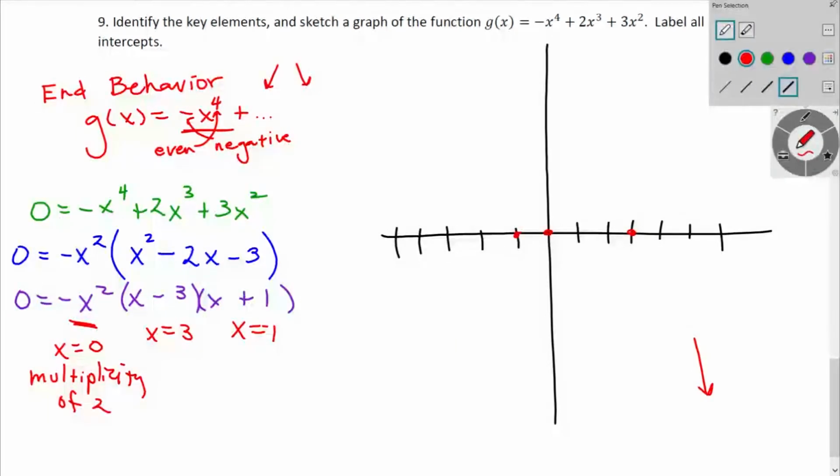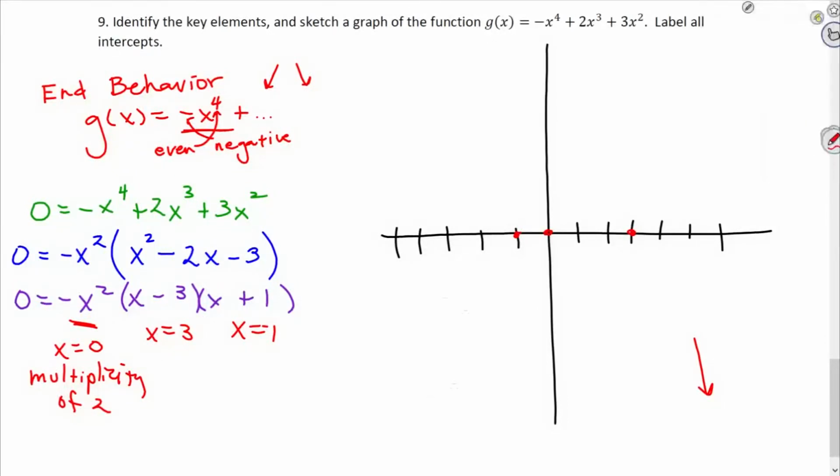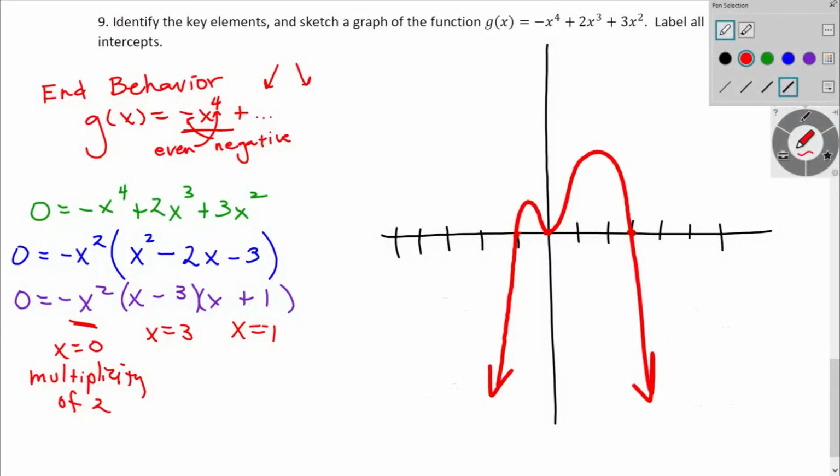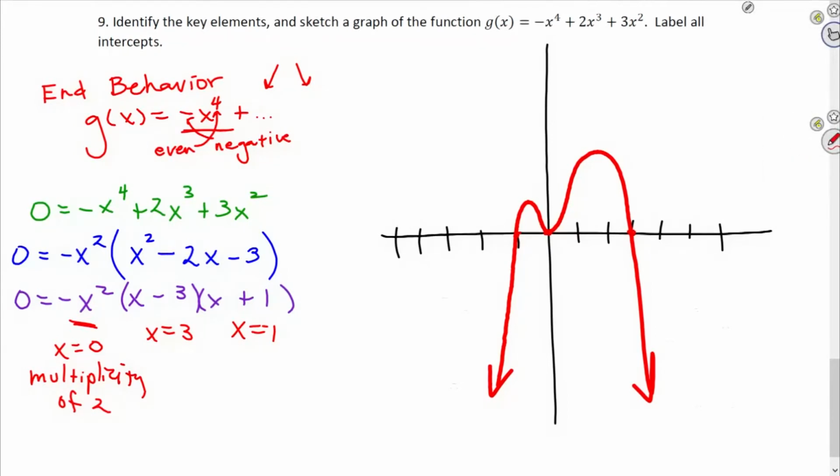So here we go. I'll make it red. I'll start down, I will cross, I will bounce, and I will cross. So this has the right end behavior. It's down, down. I will cross at negative 1, I will bounce at 0, and I'll cross at positive 3. Let me make sure I've identified my intercepts: negative 1, 0, and positive 3. That's good enough for me.